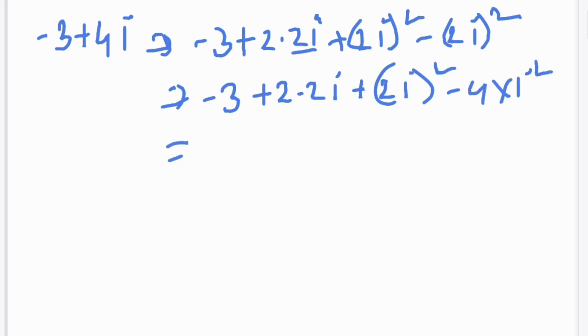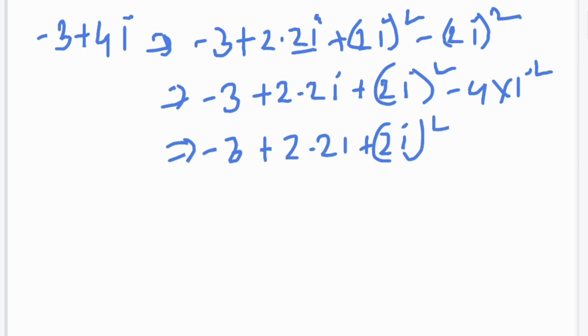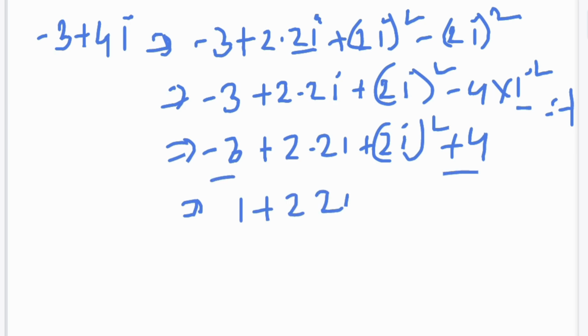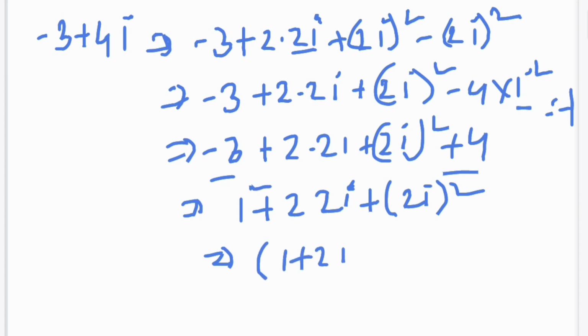So -3 + 2 into 2i + (2i)², this i² is simply minus 1. So minus 1 into minus 4 is plus 4, and here it is minus 3. So 4 - 3 is plus 1, plus 2 into 2i, plus (2i)². So this we can simply make as 1², so (1 + 2i)².